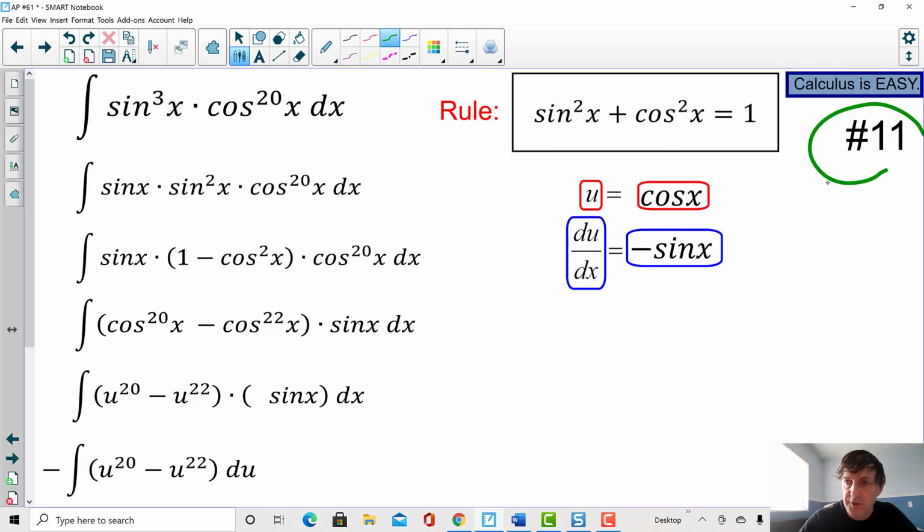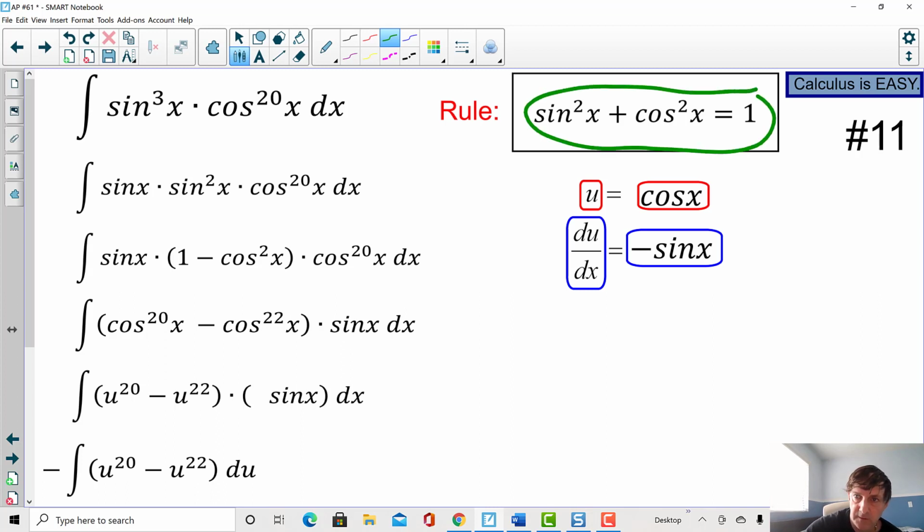Okay, number 11 on your homework is going to be similar to this example. That's why the number 11 is there. For this example, we're going to use this rule, sine squared plus cosine squared is 1. And we're going to trade one of our sine squareds for 1 minus cosine squared.